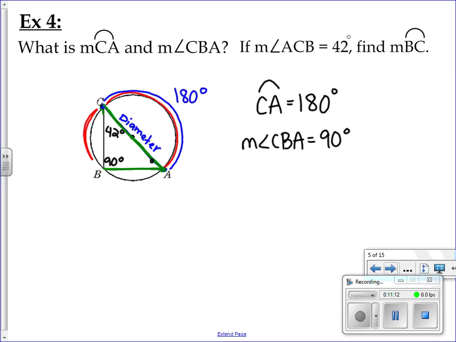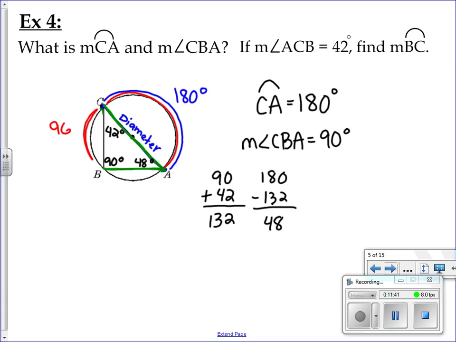Well, we do have a triangle. And what do you guys know about triangles? Those three angles should add to 180. So let's add our 90 with our 42 to get 132. We're going to subtract that from 180, and we're going to get 48. So this inscribed angle is 48 degrees. So now how do you find the arc? You're just going to double it. 48 times 2 is 96 degrees. So that is the measure of arc BC.